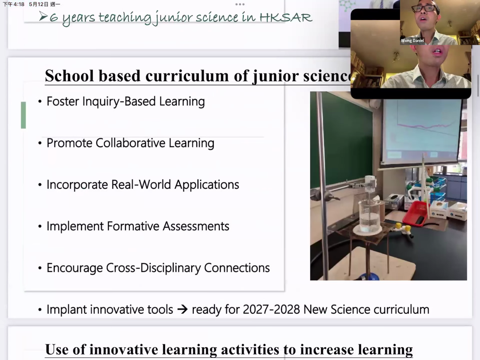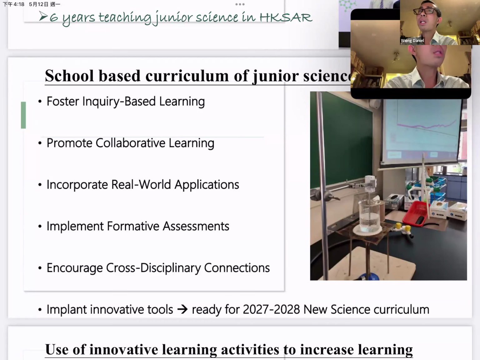scholarship. For my school, we would like to adapt the school-based curriculum in junior science. For example, we want to foster inquiry-based learning, promote collaborative learning like group discussions and working on practicals, and we emphasize science projects all the time.